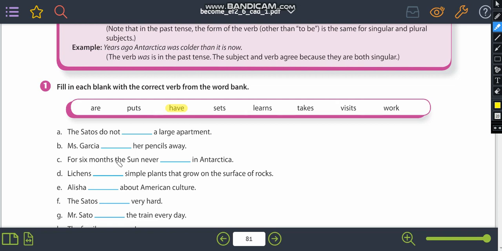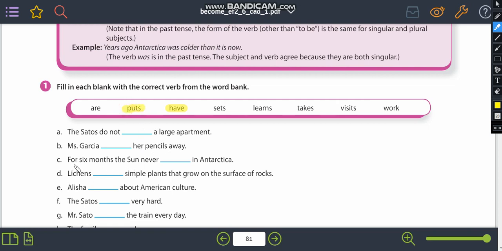Letter B. Miss Garcia, her pencils away. So Miss Garcia is my subject. I need to think. Miss Garcia is in first, second, or third person singular. Miss Garcia is the third person because I can replace this subject to she. So it's in the third person. So the verb will receive an S. Miss Garcia puts her pencils away.